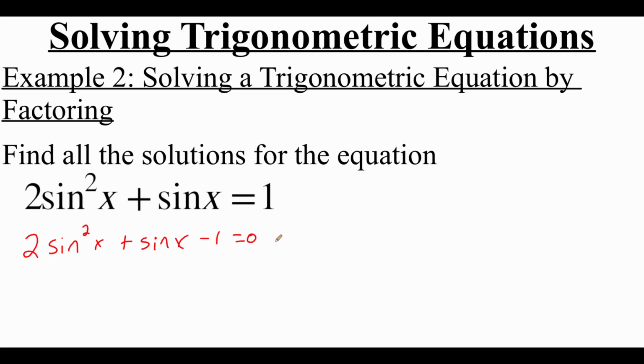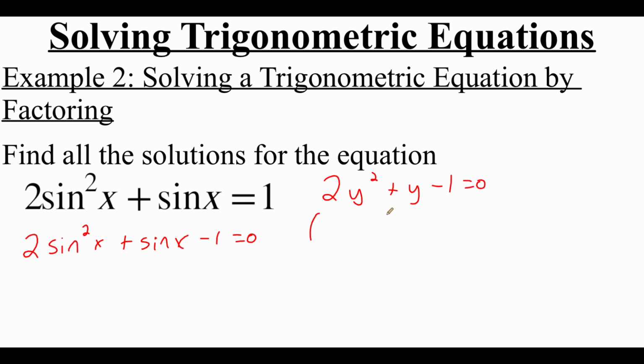Now, to make this a little bit easier on ourselves, I'm actually going to replace these sines in here with a different variable, and I'm going to use y. So let's think about this as being 2y squared plus y minus 1 equals 0, because I think that makes the factoring easier to see.